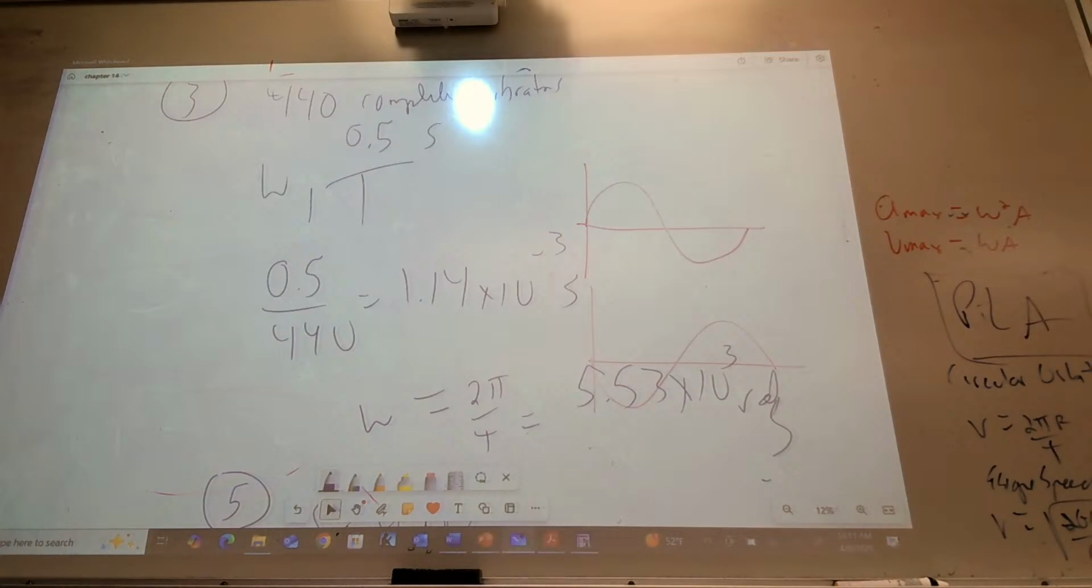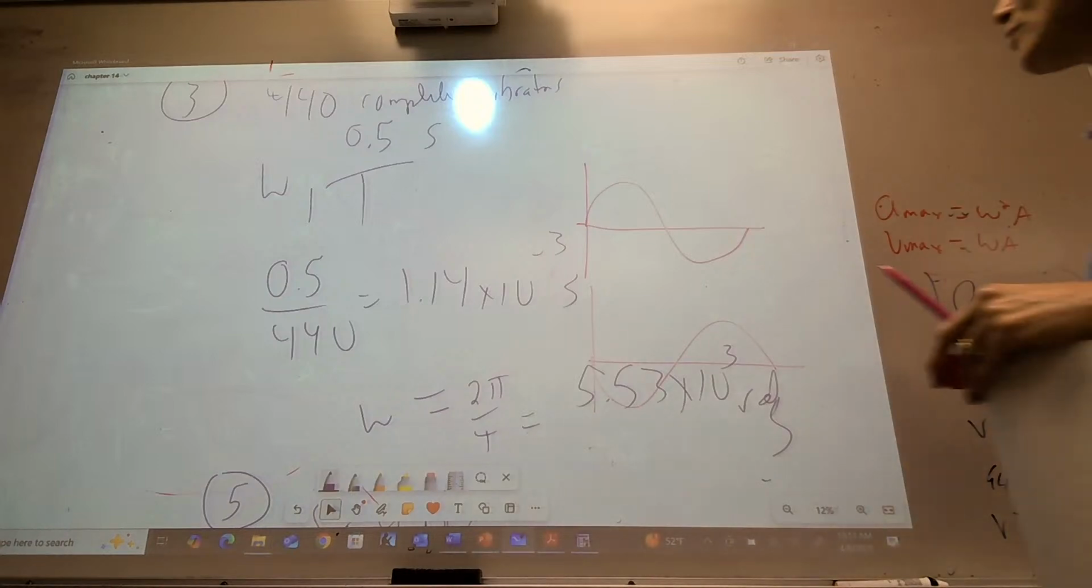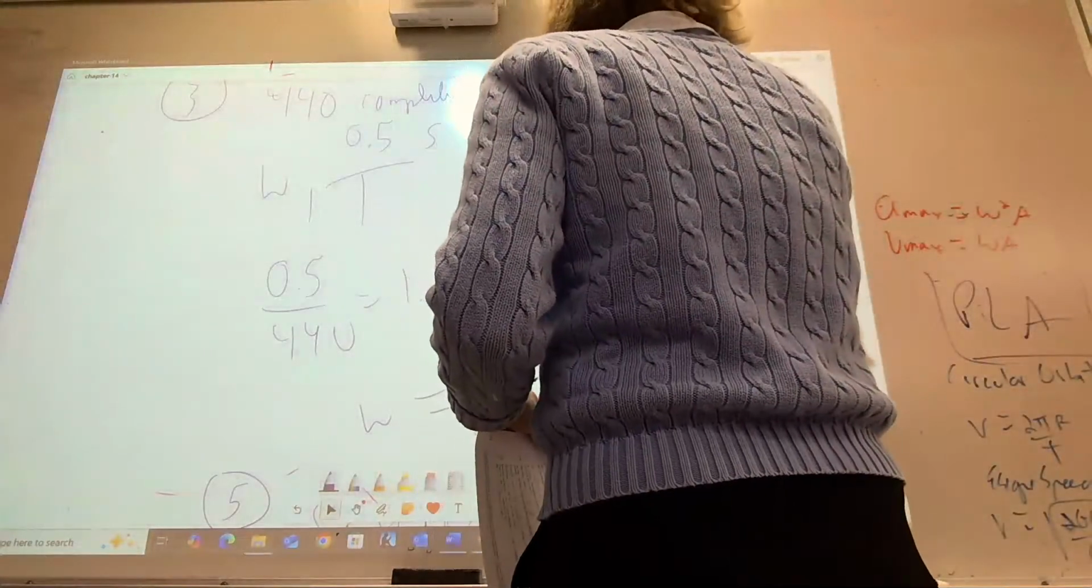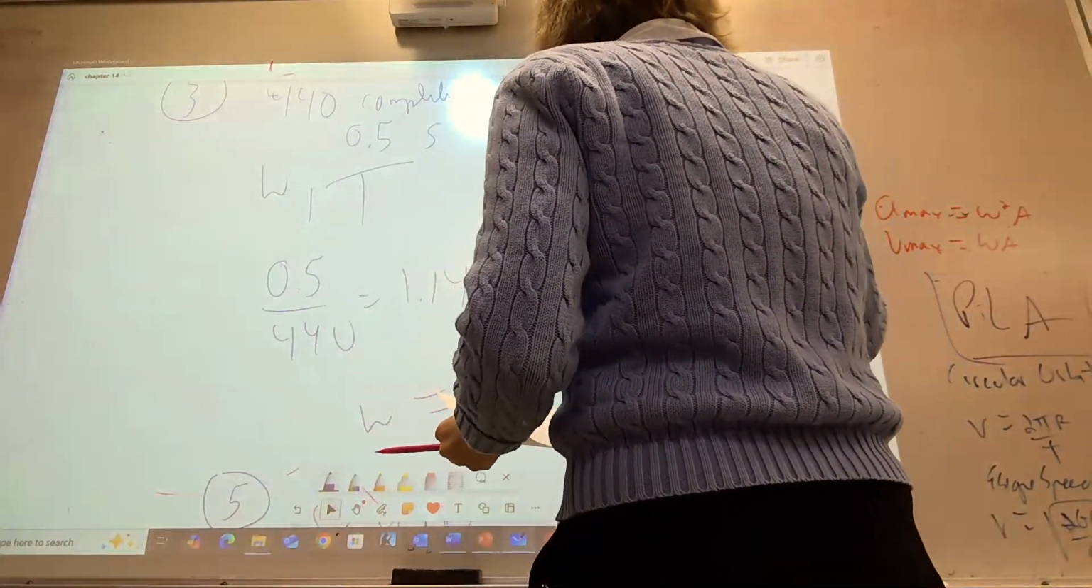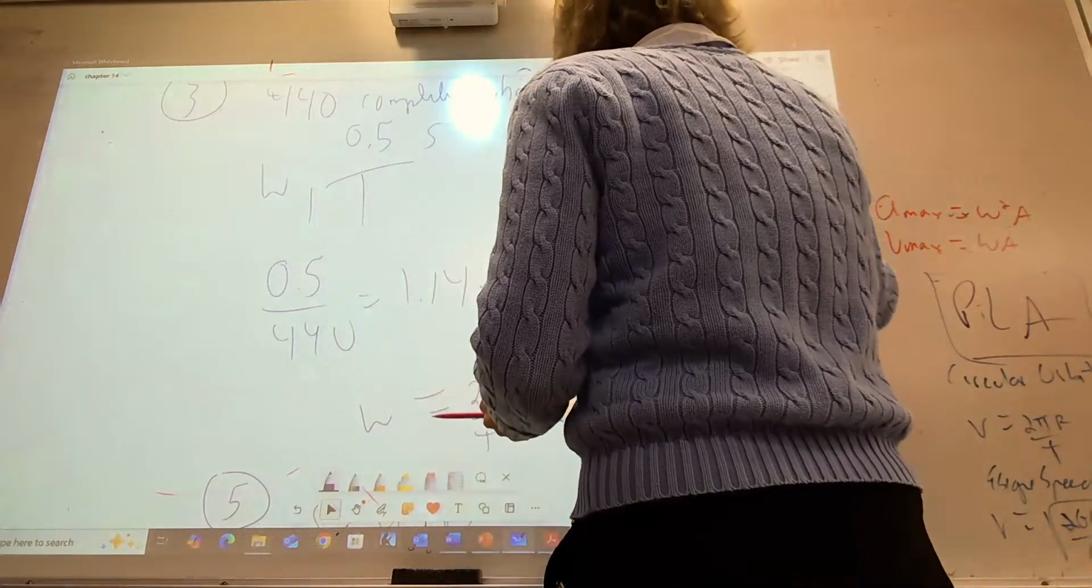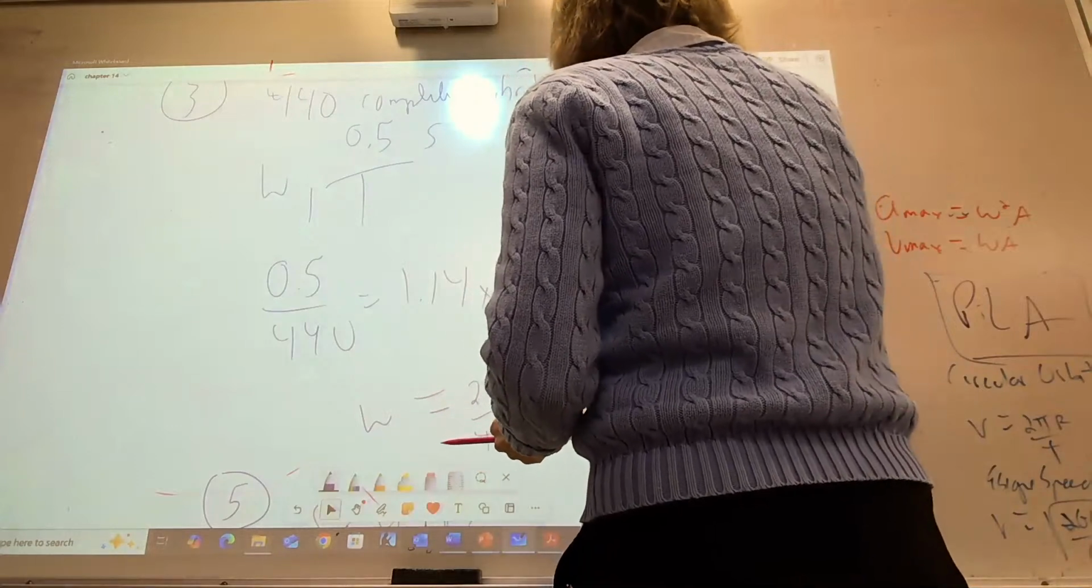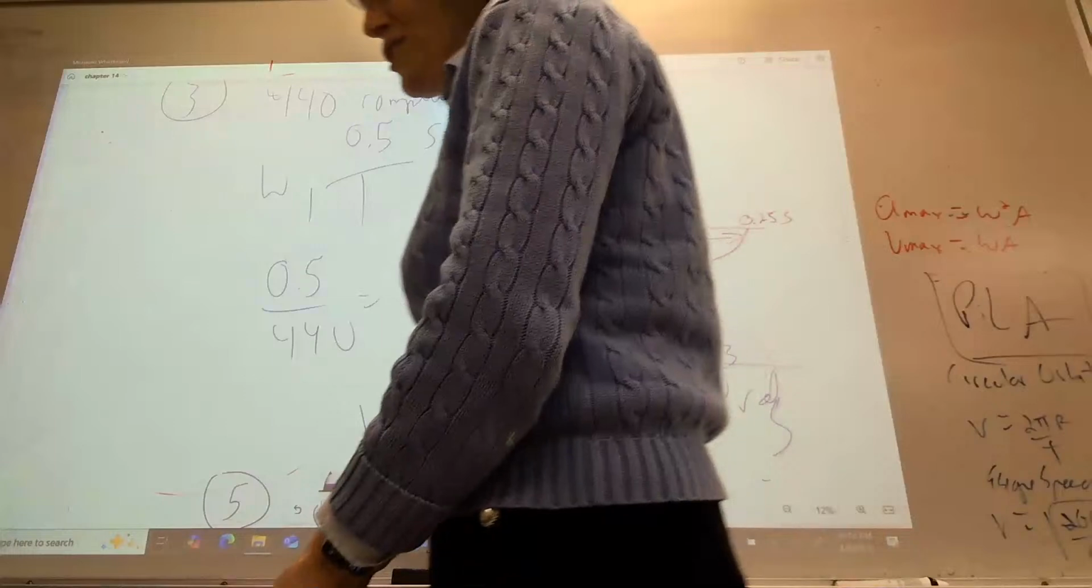Period is the time for one full cycle before it starts to repeat itself. So therefore, the period is this right here. It's the time for one full cycle. And the period is 1/4. So we have 0.25 seconds is the time for one complete cycle. Now answer the question.